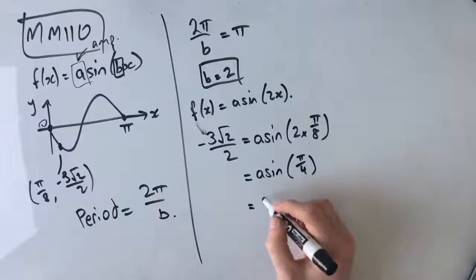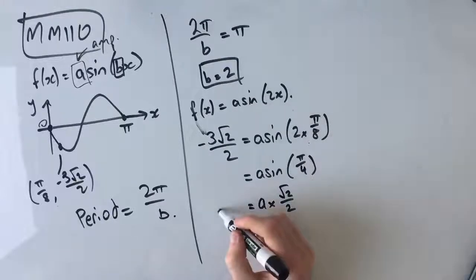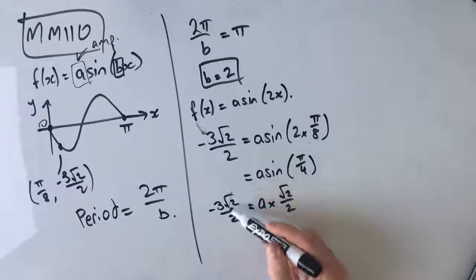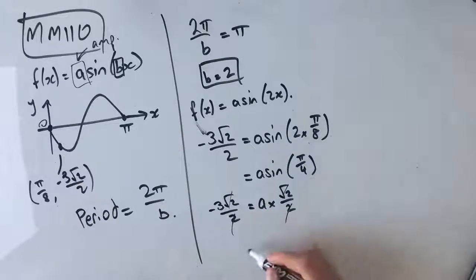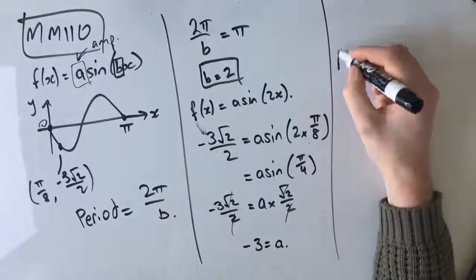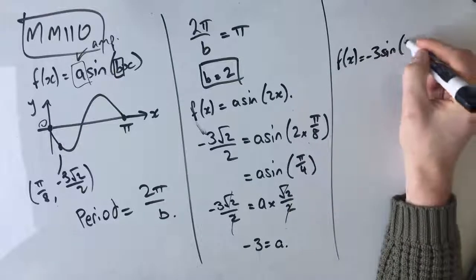Sine of pi on 4 is root 2 on 2, which means that a times root 2 over 2 equals negative 3 root 2 over 2. These root 2 over 2's can cancel each other, which means that negative 3 equals a, which means that our function is equal to f of x equals negative 3 sine of 2x.